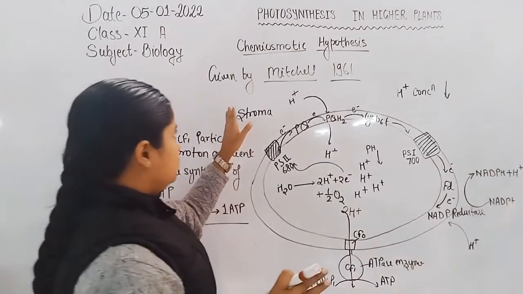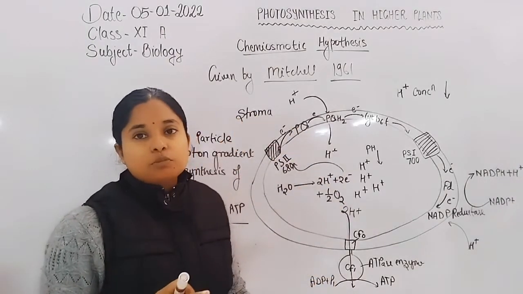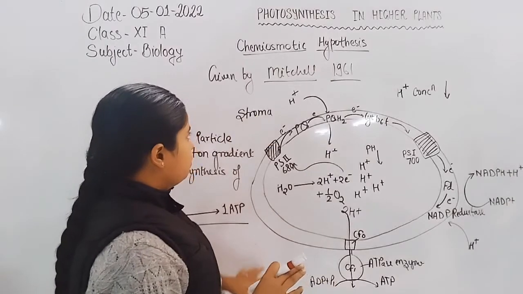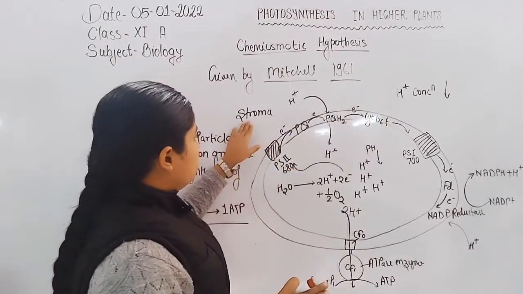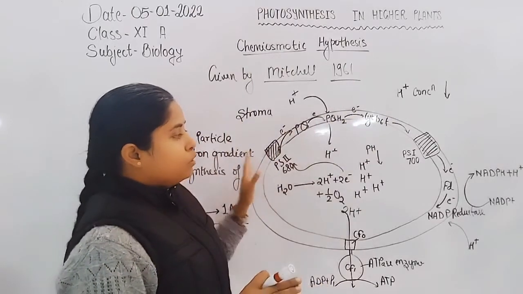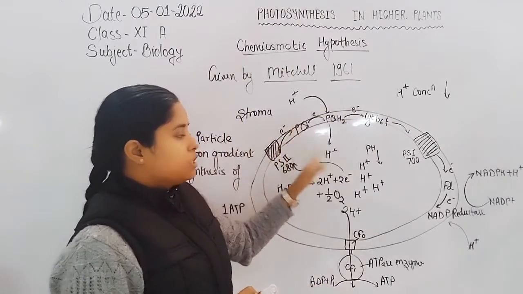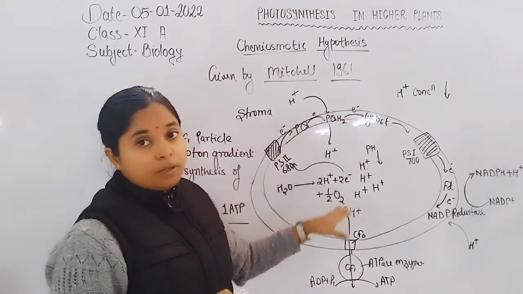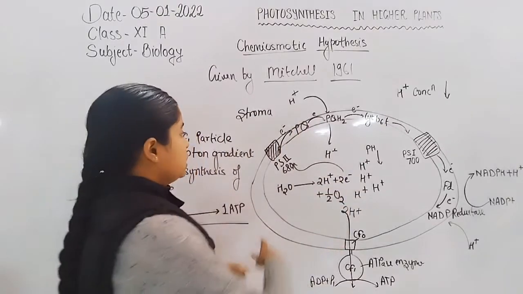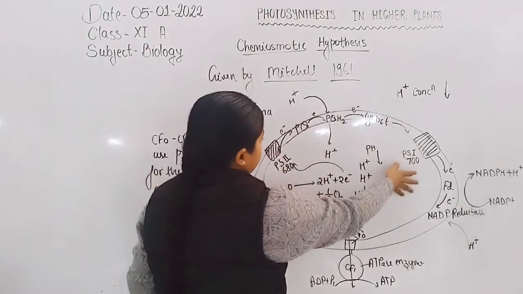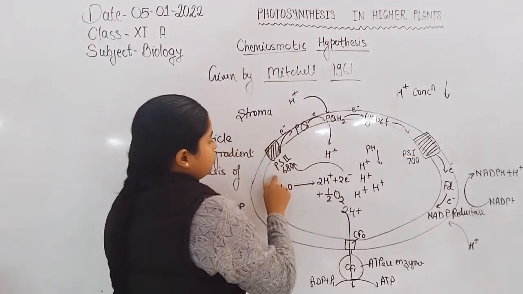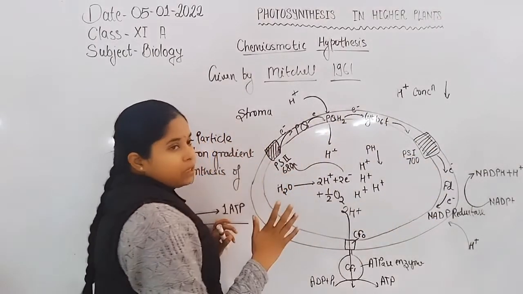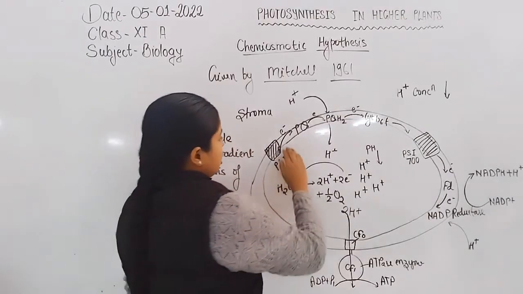Here is the overall chemiosmotic hypothesis, which was given by Mitchell in 1961, where it is overall about the proton gradient which is present in the lumen of the thylakoid. Here all the photosystems and electron carrier molecules are present in the thylakoid membrane. Photosystem second, which absorbs light of 680 nanometer, transfers the electron.